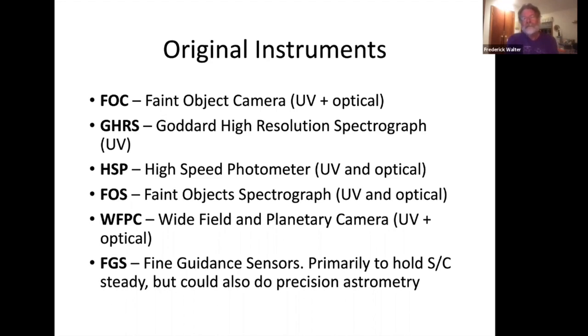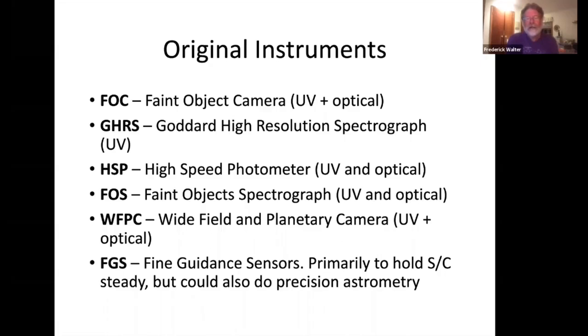The Goddard High Resolution Spectrograph is the instrument that I worked on for a number of years in the 1980s and 90s. The High Speed Photometer, a Faint Object Spectrograph, a Wide Field and Planetary Camera, which was the radial instrument. That's the one that went for the best focus.